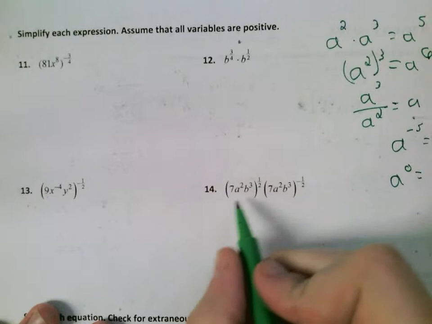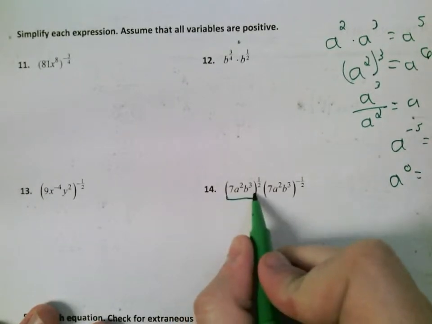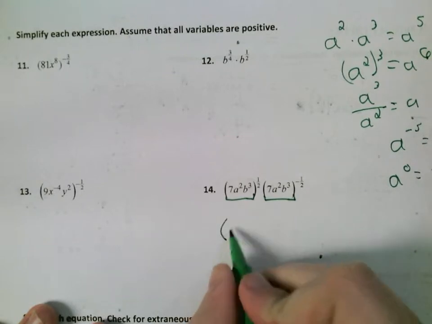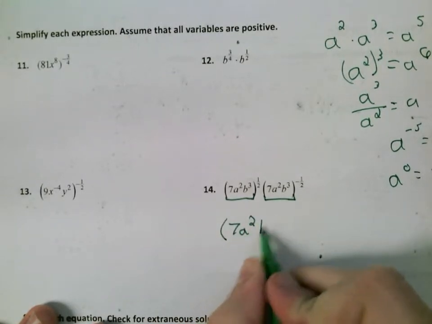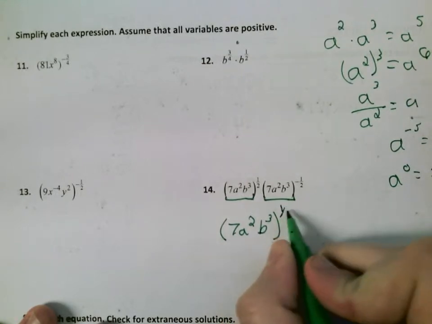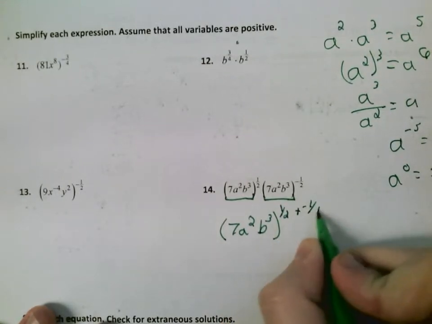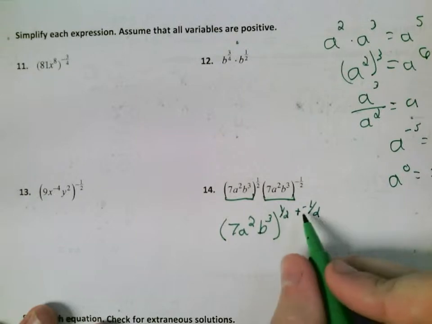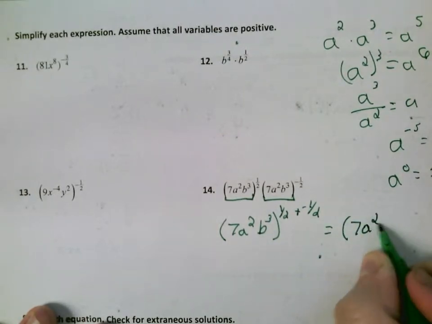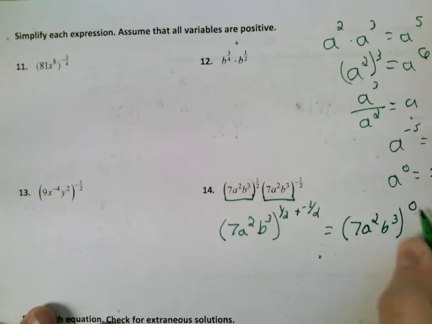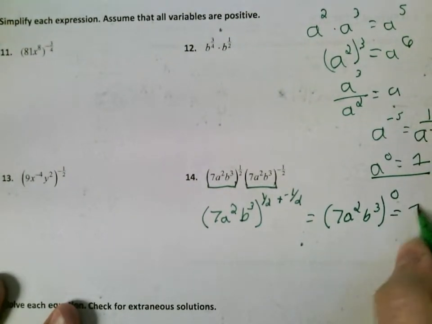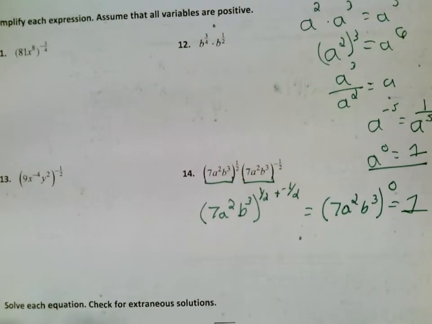Now this particular one, number 14, is fun because these two things are actually identical. So therefore, I can just keep the inside. We'll call it the base. This whole thing is your base. And then I can just add the exponents. Now in this case, 1/2 plus a negative 1/2 should give you 0. And this rule up here said anything to the 0 power is 1, which makes this whole thing just a 1, which is kind of cool.